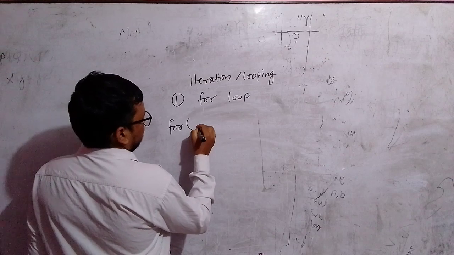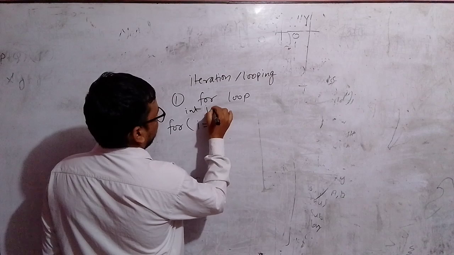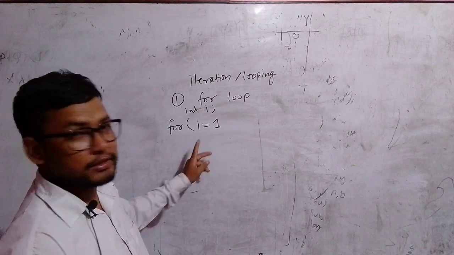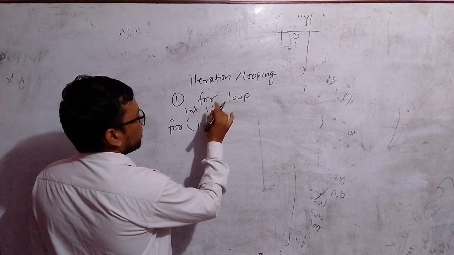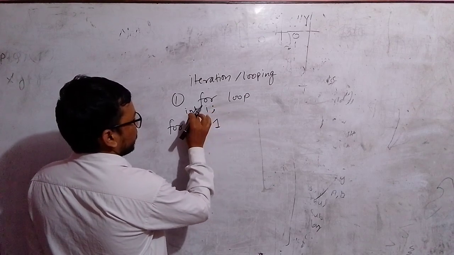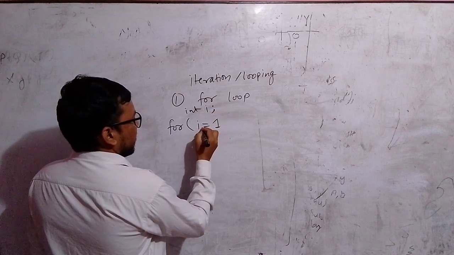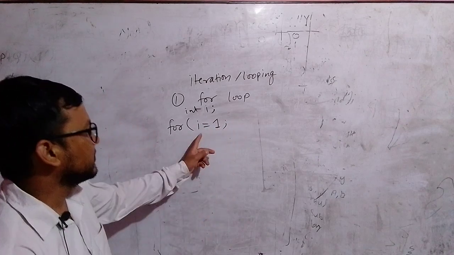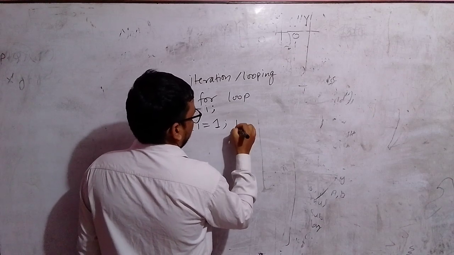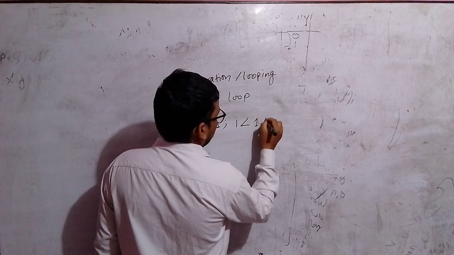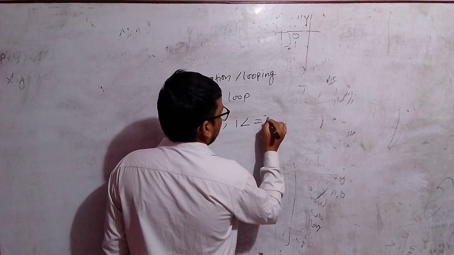For int I equal to 1. We need to define a variable before using it in the C programming language. Int I, and we need to add a semicolon at the end of the instruction. Int I is the instruction, and we end this statement by a semicolon. Int I is equal to 1. This is the initialization. We have initialized the value of I to 1. And the condition: I is less than 11, or I is less than or equal to 10.